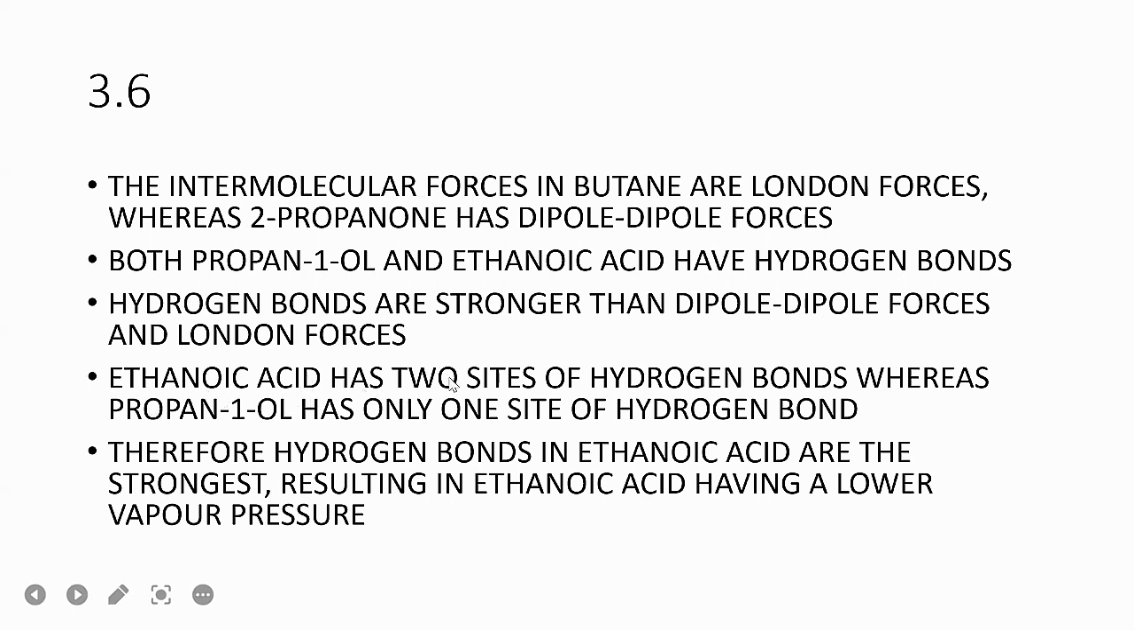That's a fact. But the hydrogen bonds are stronger than dipole-dipole forces and London forces. But then ethanoic acid has two sides of hydrogen bonds, whereas propan-1-ol has only one side of hydrogen bond. So if ethanoic acid has two sides of hydrogen bond, that means the hydrogen bonds in ethanoic acid are the strongest, resulting in ethanoic acid having a lower vapor pressure. So you will note the relationship that I also gave you, that intermolecular forces are inversely proportional to the vapor pressure. So the stronger the intermolecular forces, the lower the vapor pressure, and the weaker the intermolecular forces, the higher the vapor pressure.